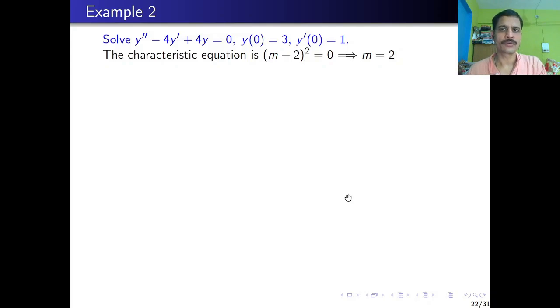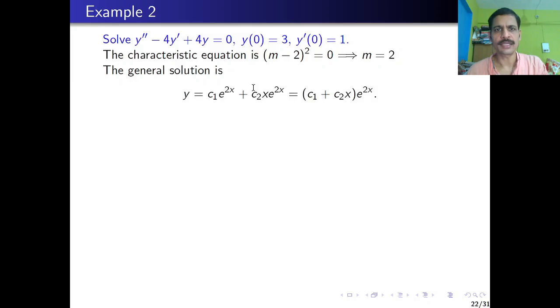So out of this we get only one linearly independent solution of the given differential equation, namely y1 is equal to e raised to 2x. But we have already seen how to find another linearly independent solution. We have to just multiply x with y1. So the other linearly independent solution is x e raised to 2x. So the general solution in this case will be y is equal to c1 e raised to 2x plus c2 x e raised to 2x, which can be written as bracket c1 plus c2 x bracket close e raised to 2x. We want to solve this initial value problem, so we have to substitute these initial conditions here.